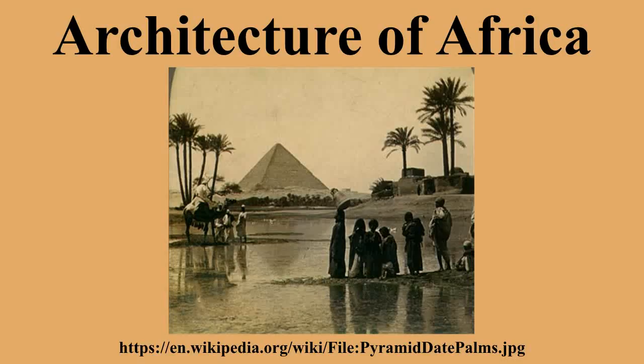Sahelian architecture initially grew from the 2 cities of Jenne and Timbuktu. The Sankore Mosque in Timbuktu, constructed from mud on timber, was similar in style to the Great Mosque of Jenne.